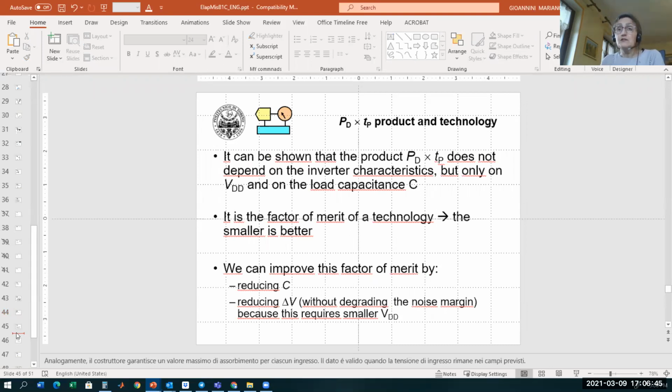And so it is, let's say, a figure of merit of the technology that I'm using. Because if this power delay product is small, it is because in the technology the capacitance C is small or the supply voltage VDD can be small.